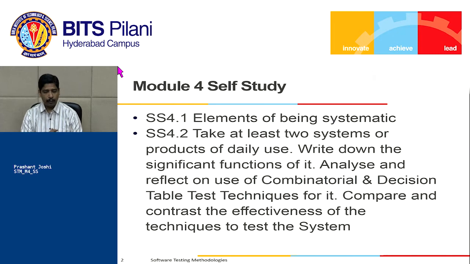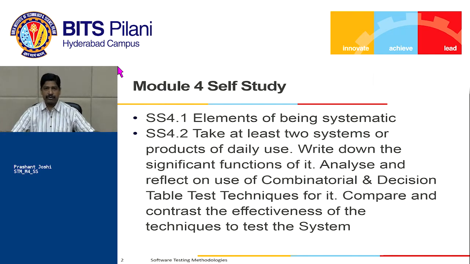The first part, which is 4.1, is elements of being systematic. Now that is a little different than a regular software testing assignment, but we'll see what it means for us. And the second one again is looking at least 2 systems of products that we would want to take up. Again, those which you see around you.